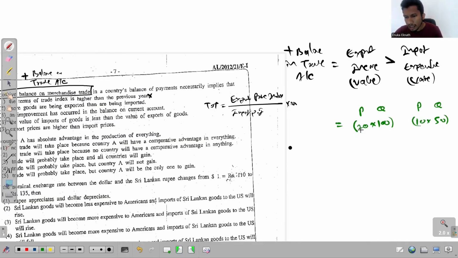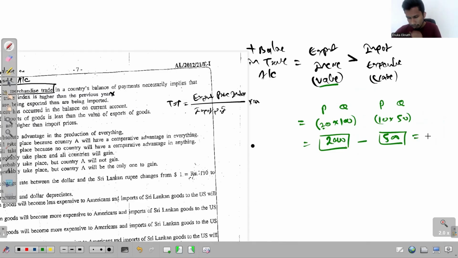Then what do you get here? 20 is the price, 100 is the quantity. 10 is the price, 50 is the quantity. So if you multiply the two, 20 and 100, you get 2000, and that's the value. Here, the value is 500. So if you take the values separately, 10 is the price, 50 is the quantity, 500 is the value. So when you get the difference between these two, 2000 and 500, you will have a positive balance in the trade account. That is the kind of scenario.